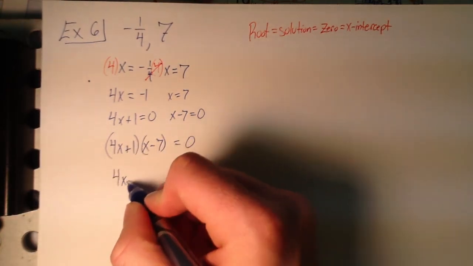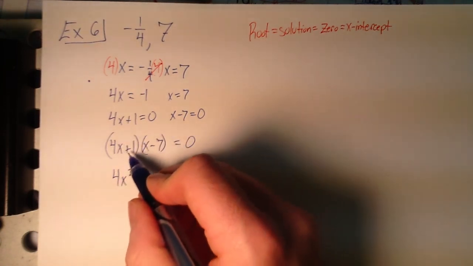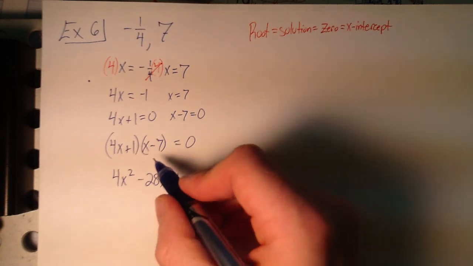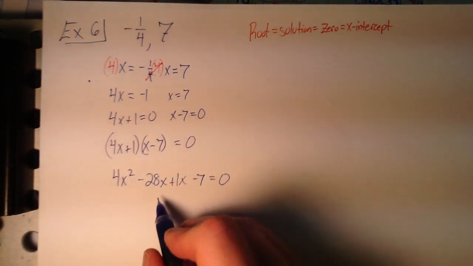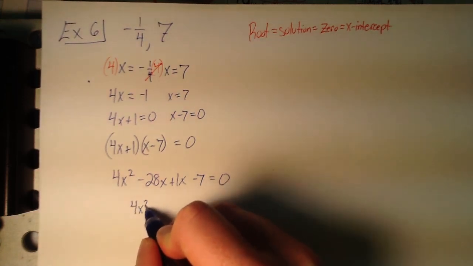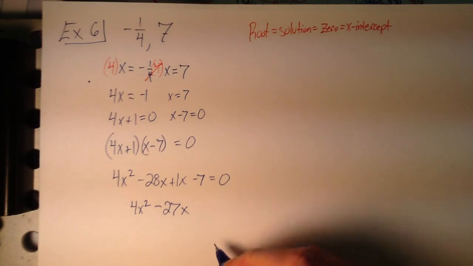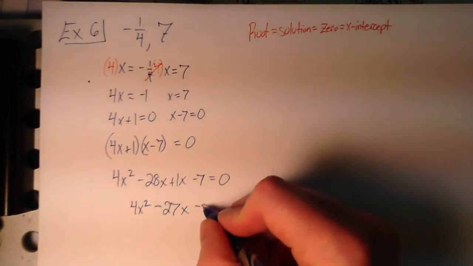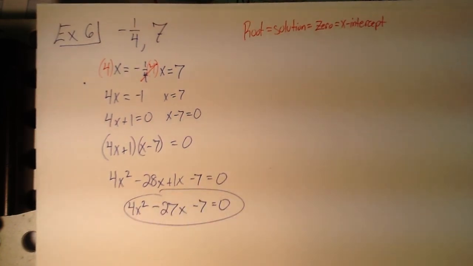4x squared. All right, outside minus 28x. Inside's plus 1x. And at the end, a minus 7. Keep it equal to 0. Put together what you can, which, if you did it right, should be the middle two terms. That's pretty much always. So 4x squared minus 27x minus 7 equals 0. So you got it.